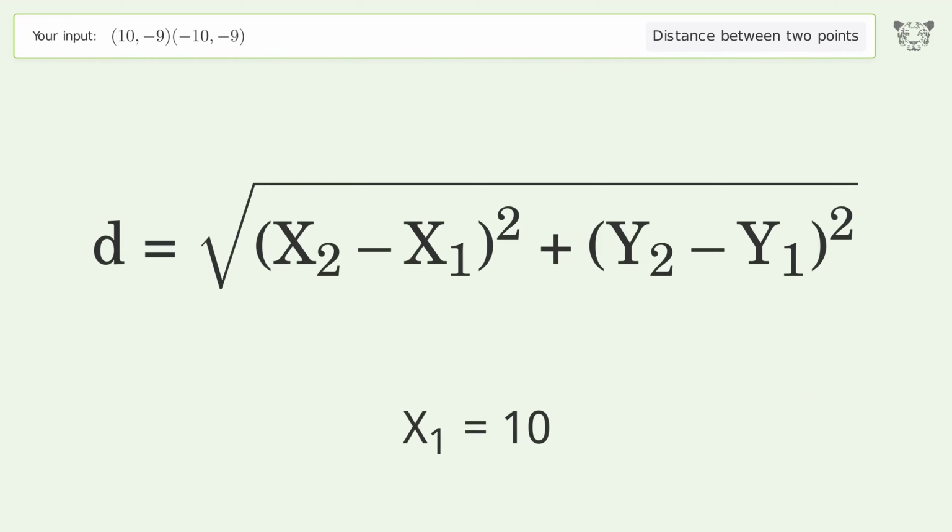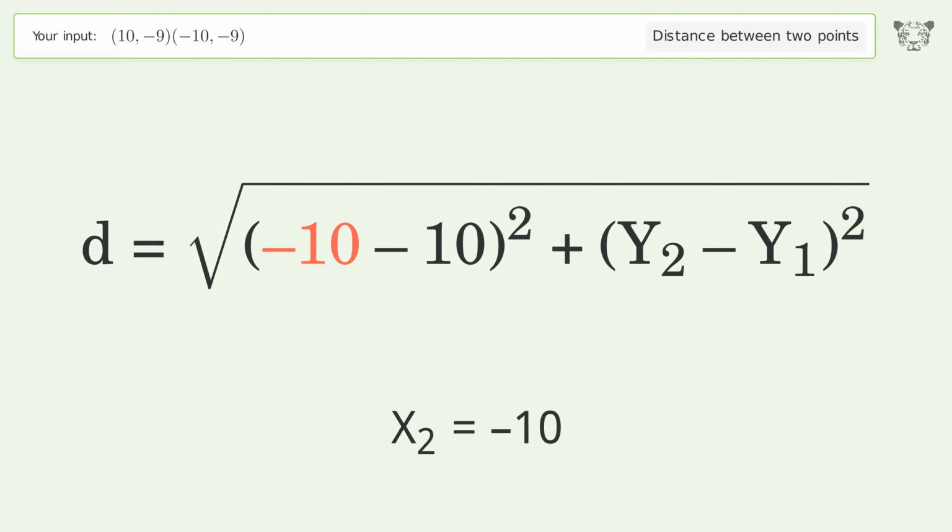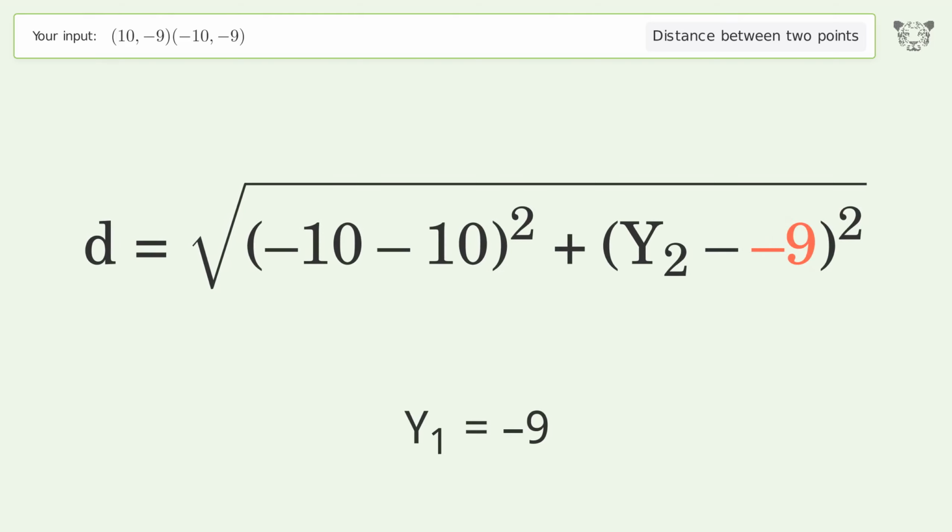x1 equals 10. x2 equals -10. y1 equals -9. y2 equals -9.